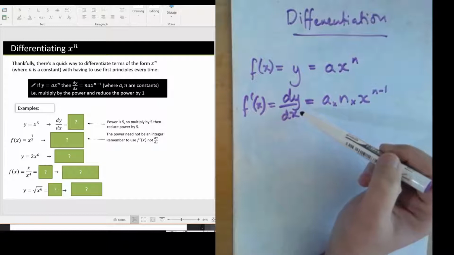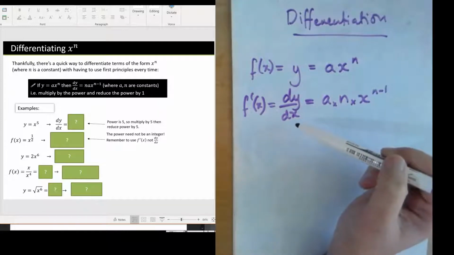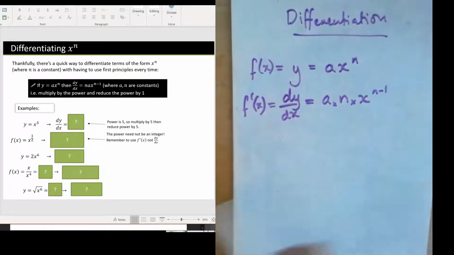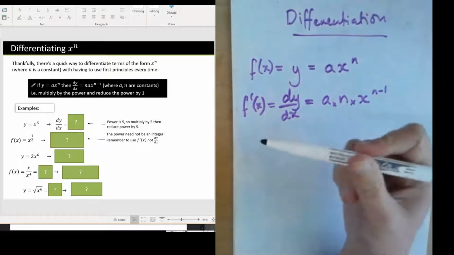So don't worry too much about that. That's just one of those technical things. Once you're in the habit, you'll be fine. Okay, but anyway, we need to use this rule to find out those answers.